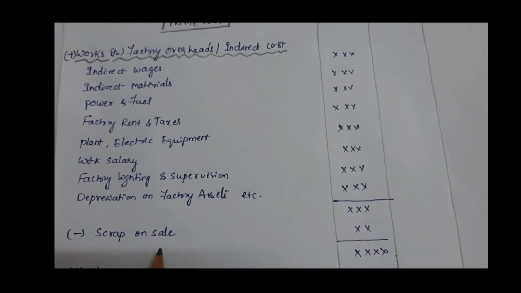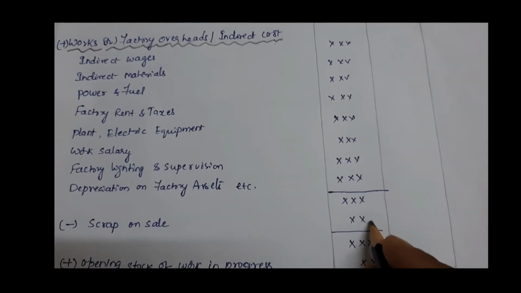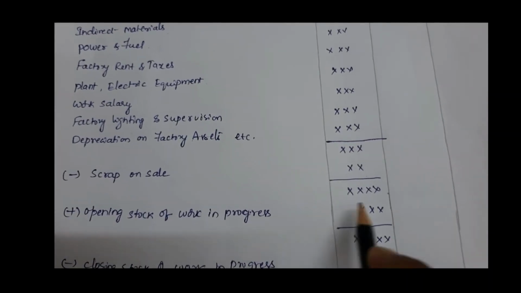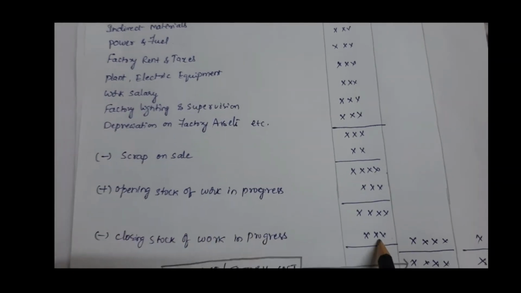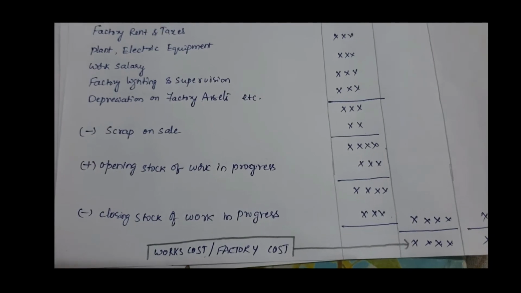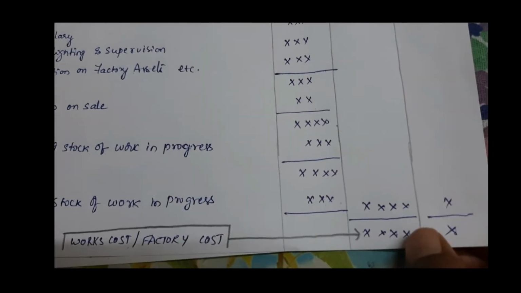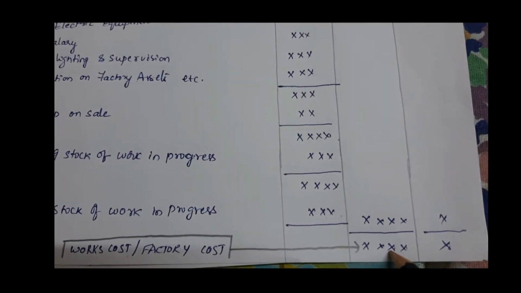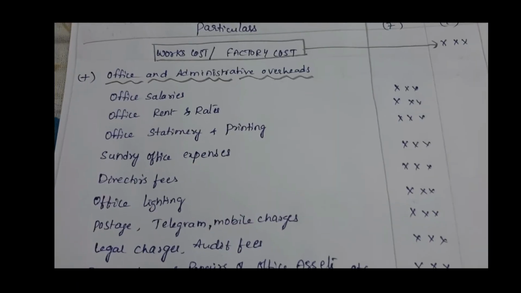Then if any scrap is created on sale of any factory related assets, so those has to be deducted from the total. And to that we need to add opening stock of work in progress and deduct the closing stock of work in progress, so that we will get works cost or factory cost. And after calculation of total factory cost or work cost, this has to be divided by the number of units produced, so that we will get cost per unit.